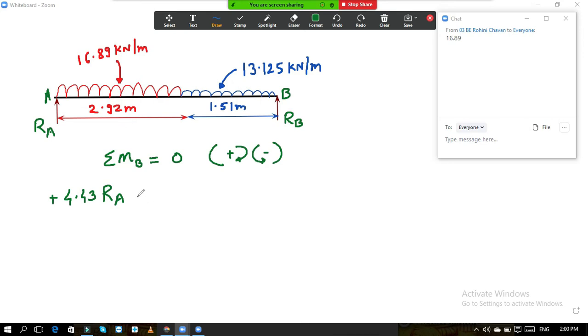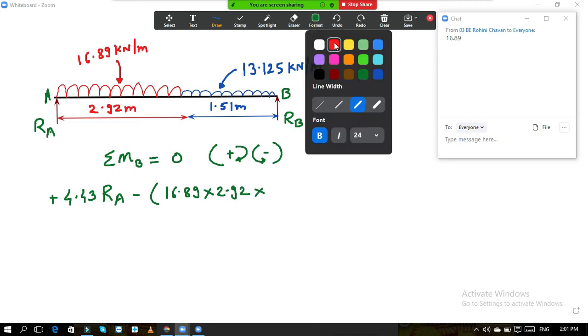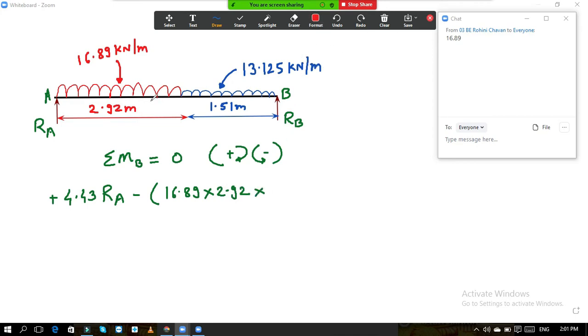Then this UDL is minus, so first convert that UDL into the point load: it is 16.89 into 2.92. This is the conversion of UDL into the point load, and multiply by the distance. Now we are taking the moment at point B, so from point B we need to calculate the distance. If you convert this UDL into the point load, it will act at the center of 2.92. So what is the center of 2.92? 2.92 divided by 2 is 1.46. So it acts midway.